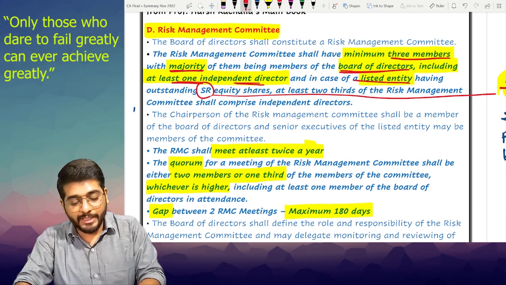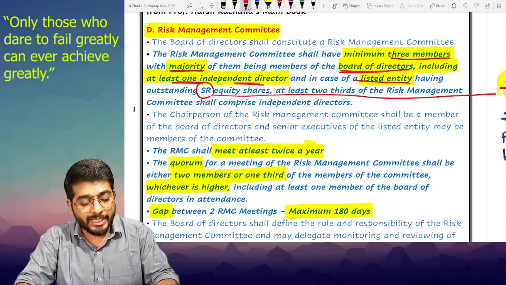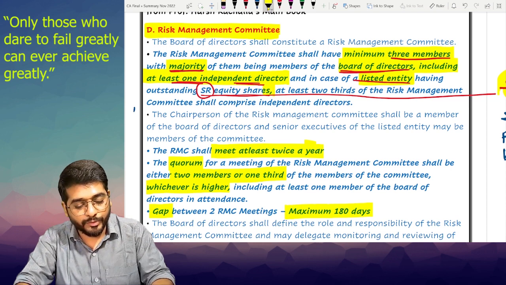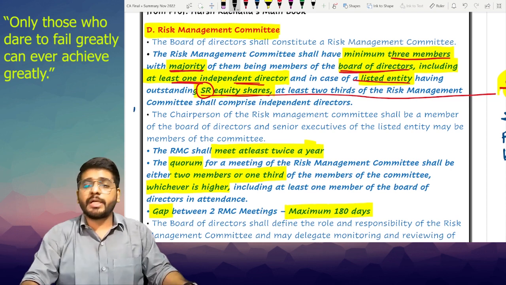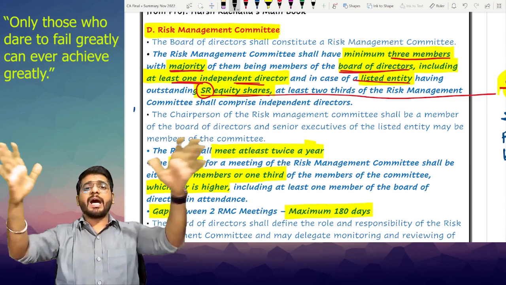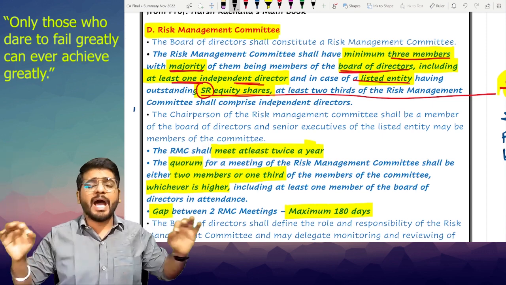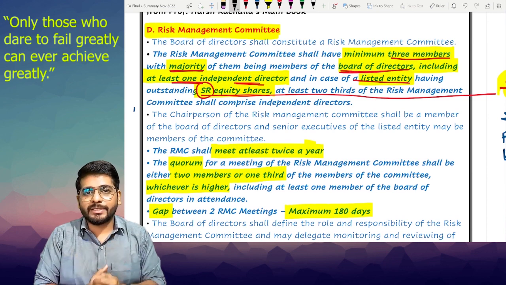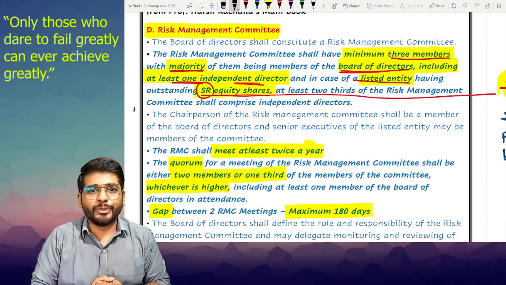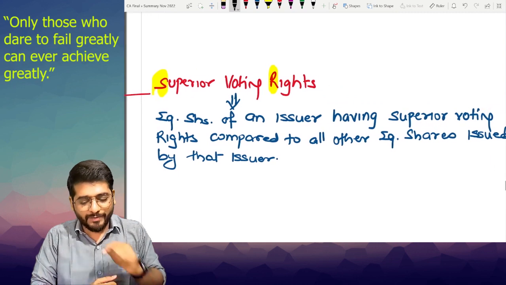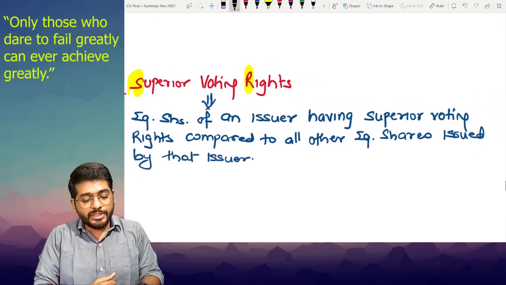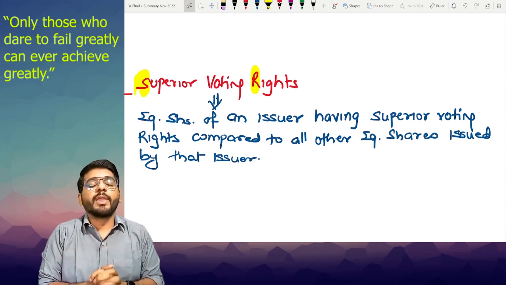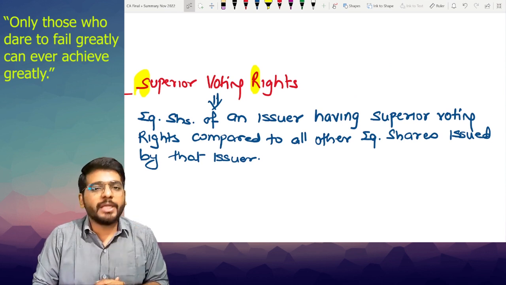Anyway, now next what they are saying is an important point. In case of a listed company having outstanding SR equity shares, my dear friends, this is something new for you. Sir, what is this SR equity? SR equity shares means what? Special resolution? No. See, here I have given the meaning for you. That is, equity shares holding superior voting rights. SR equity shares means equity shares holding superior voting rights.